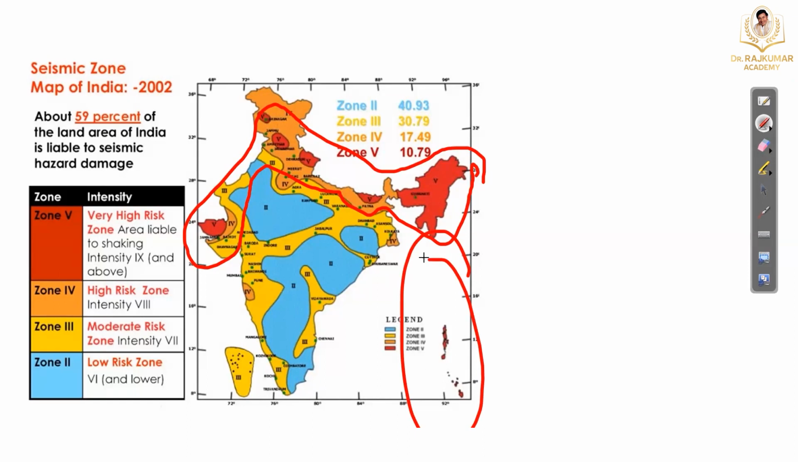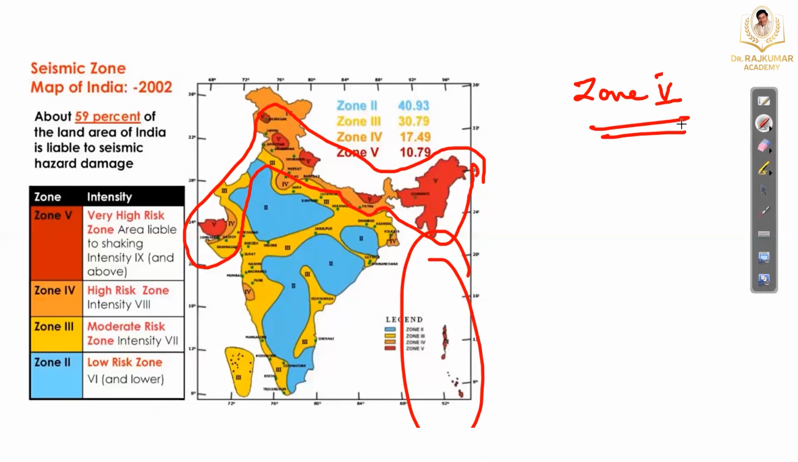Always follow some order. Look for the zone 5. Number 1, start from Gujarat. You're there in the Rann of Kutch region. So write a heading called Zone 5 in India. Very, very important. These are the regions which are highly prone to earthquakes. Number 1 is Kutch Peninsula.